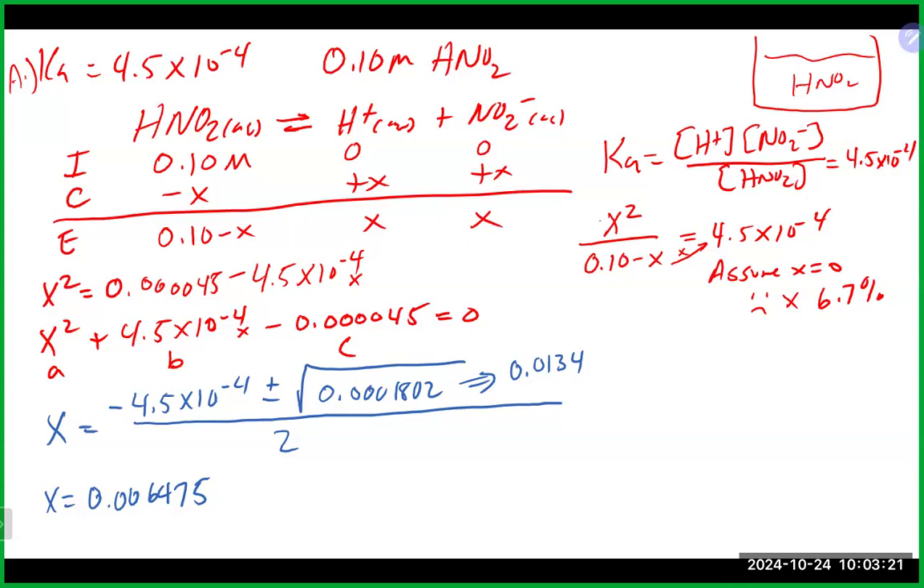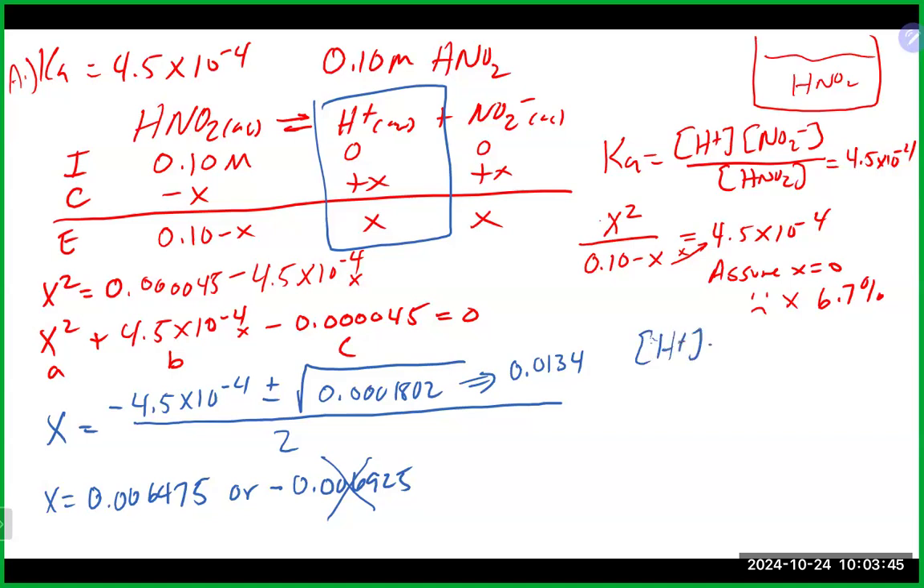Minus 0.0134 divided by 2 is going to give us a negative 0.006925. Obviously, here we're looking for the pH, which is X, so negative is not going to work so well for us in this case. Any questions on that there? All right, so that obviously is going to equal our H plus concentration, which would be 0.006475 molar, as that equals X basically.